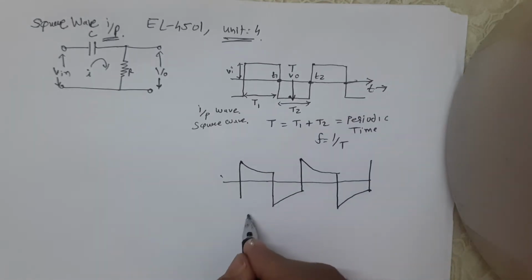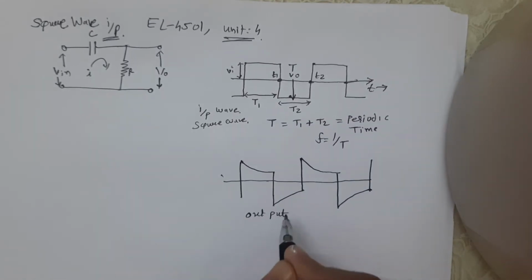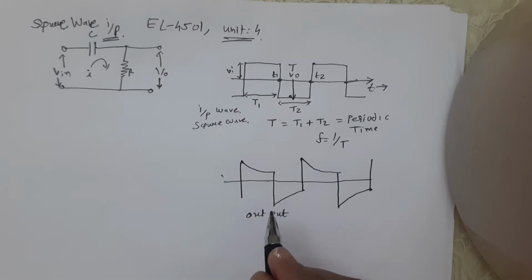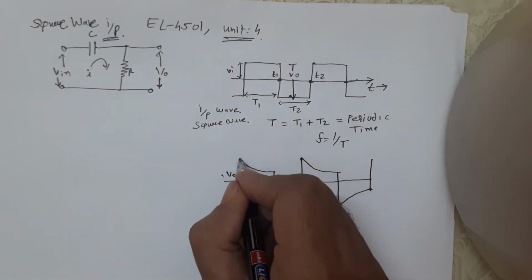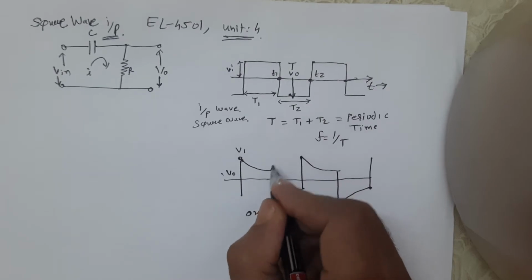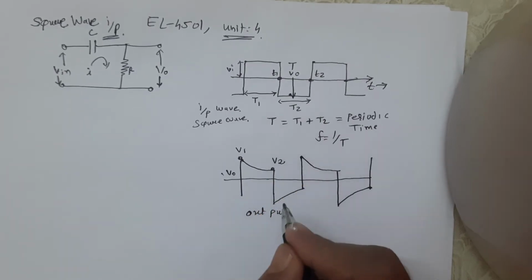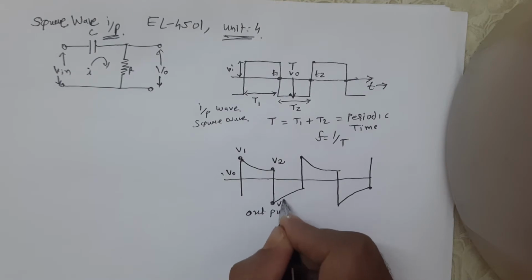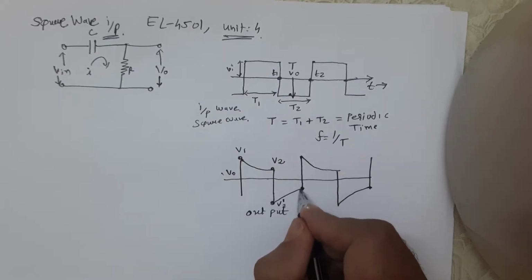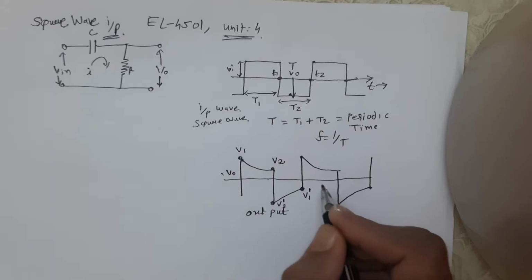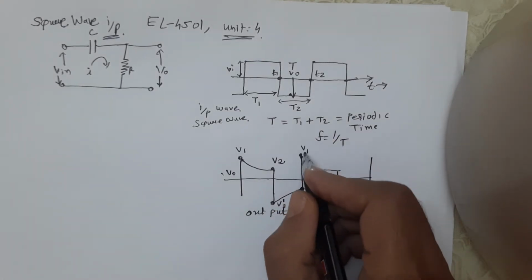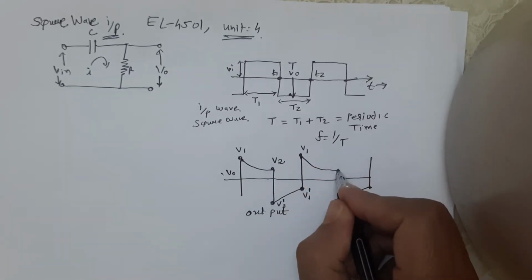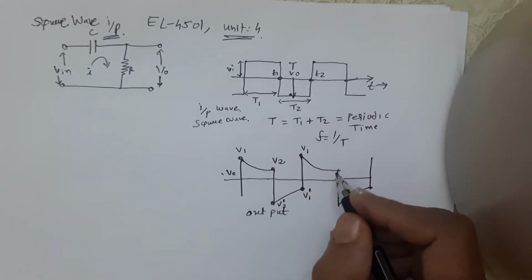This is our output of the high pass filter. This is the response of the circuit. This is our Vo. This is our V1. This is our V2. This is our V2 dash. Then this is our V1 dash. Again, this is our V1. This is our V2. Right? Like this.